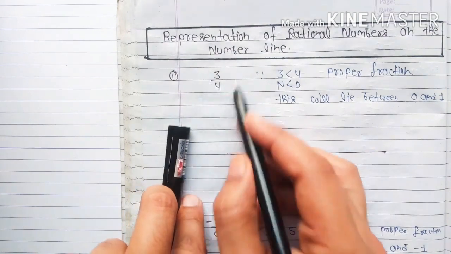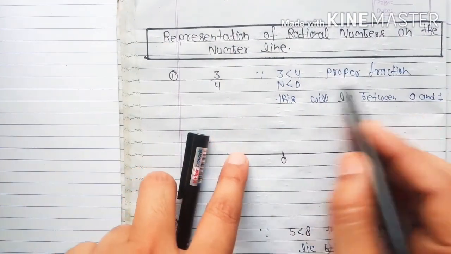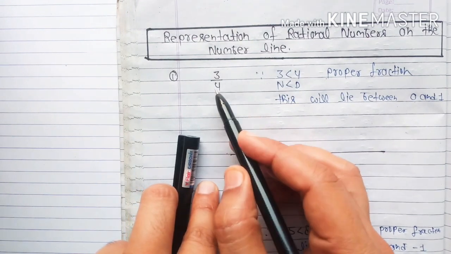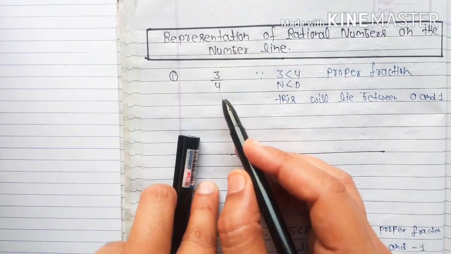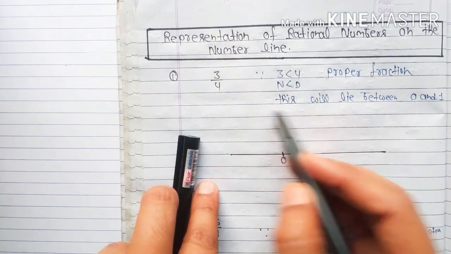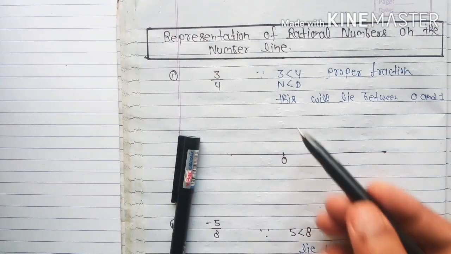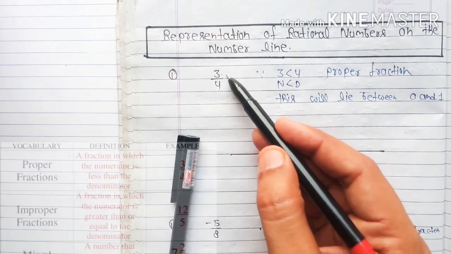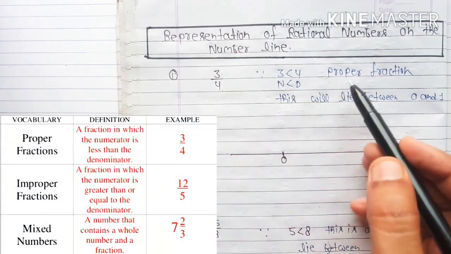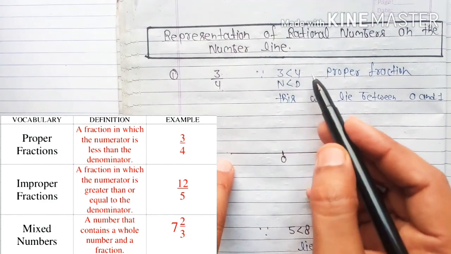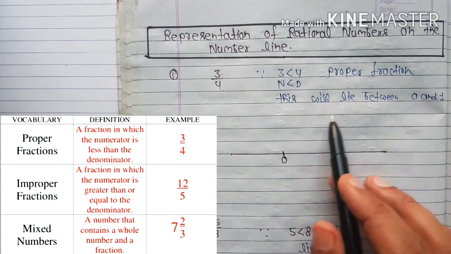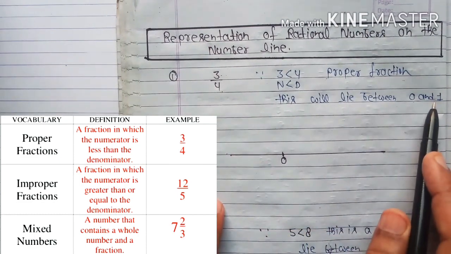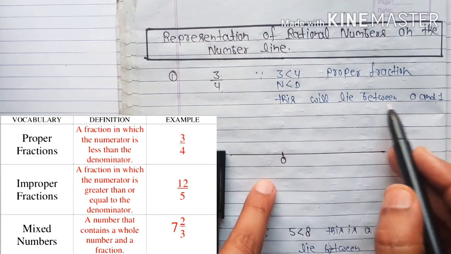Students, 3 by 4 is a rational number. Now what is a proper fraction? When the numerator of any fraction, any rational number, is less than its denominator, then the given fraction is known as a proper fraction. And on the number line, such a proper fraction will lie between 0 and 1. You have to remember always, this will lie between 0 and 1.